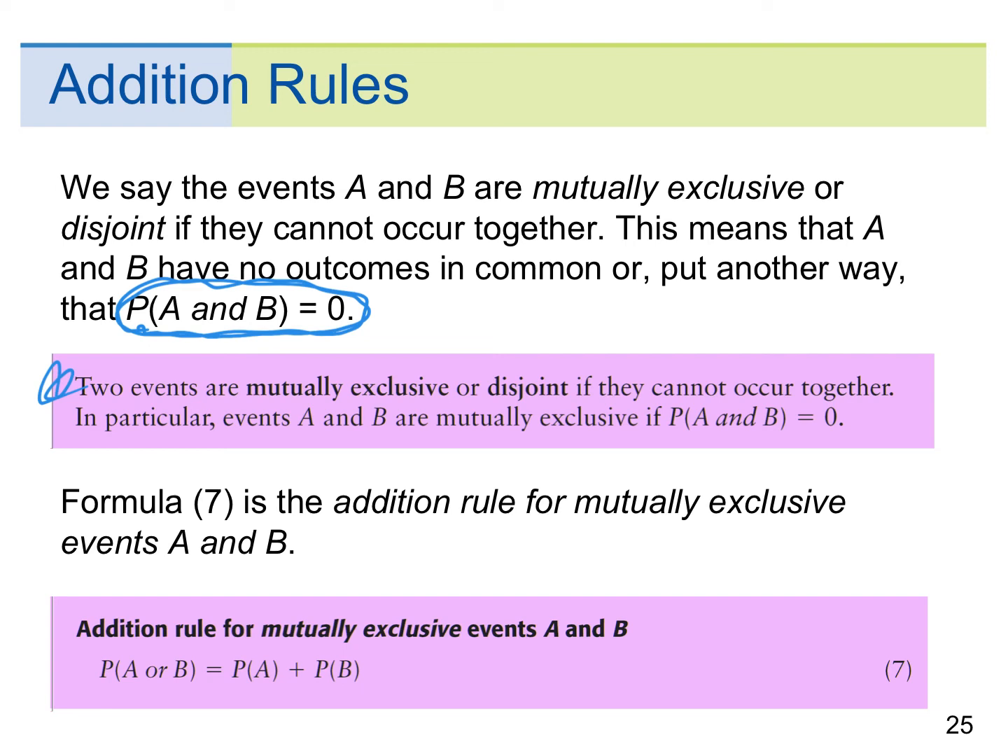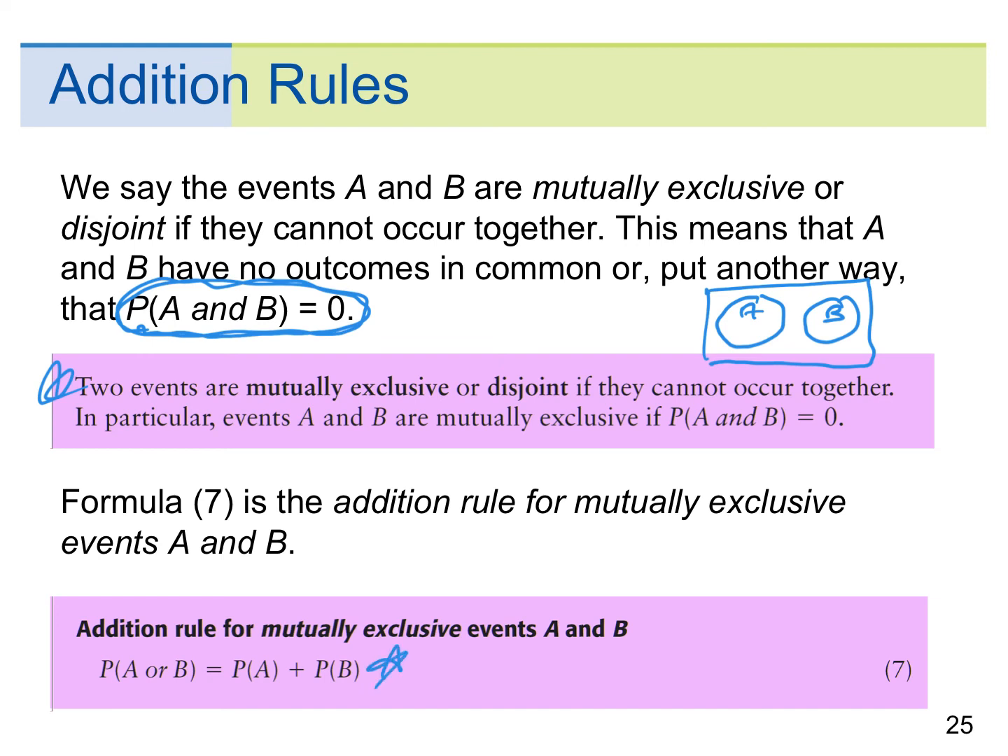By definition, two events are mutually exclusive or disjoint if they cannot occur together. In particular, A and B are mutually exclusive if the probability of A and B is equal to 0. Think about a Venn diagram, ladies and gentlemen. This would be event A. This would be event B. Do you see how they're separated? Those two events would be mutually exclusive. There's no overlap. The overlap is the and.